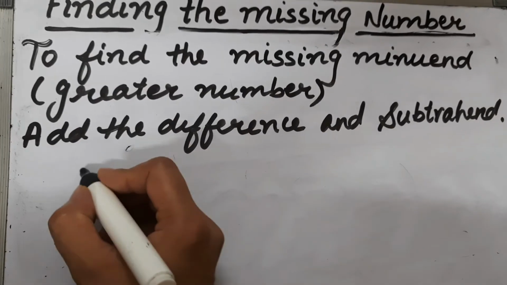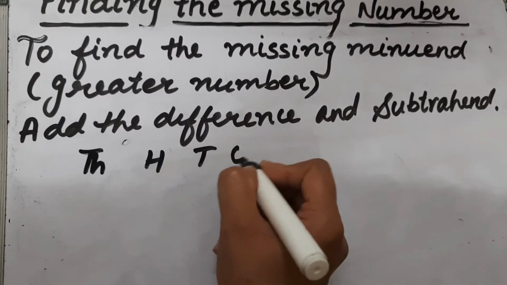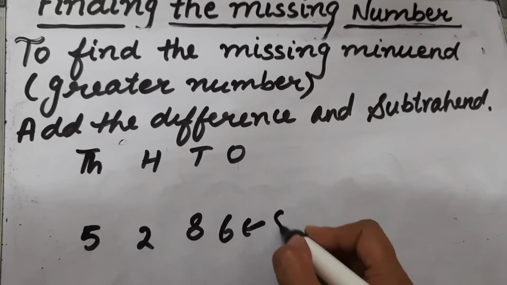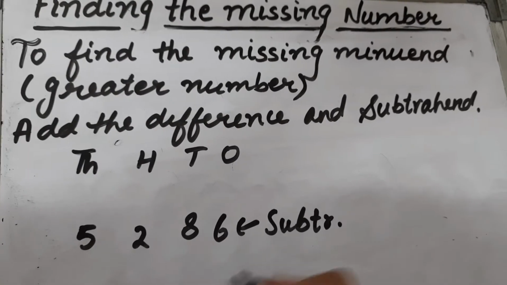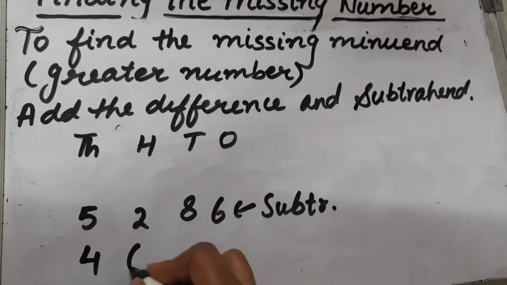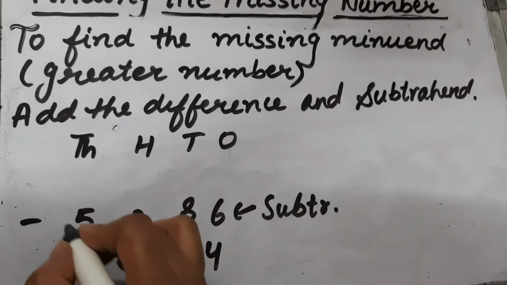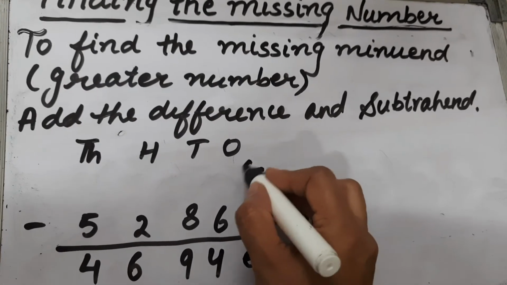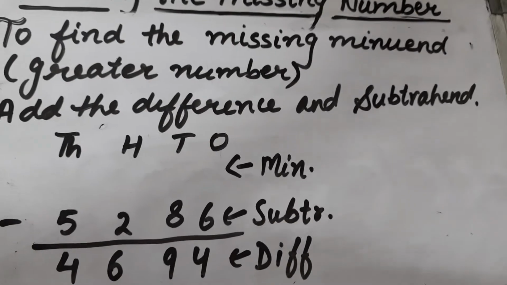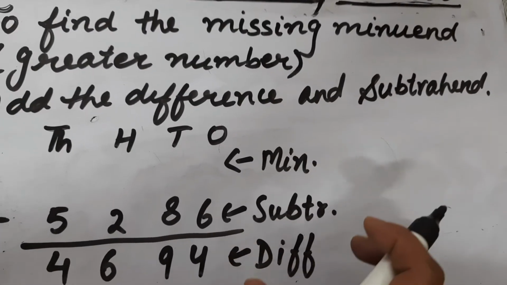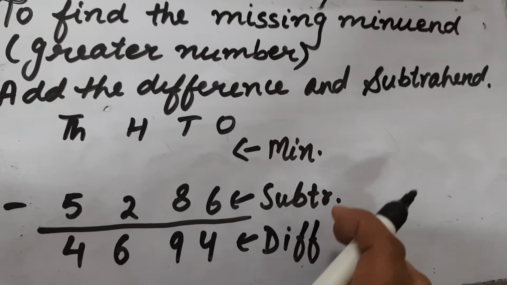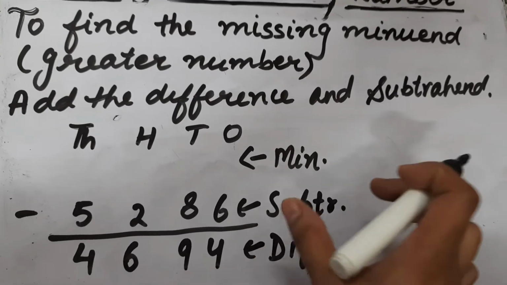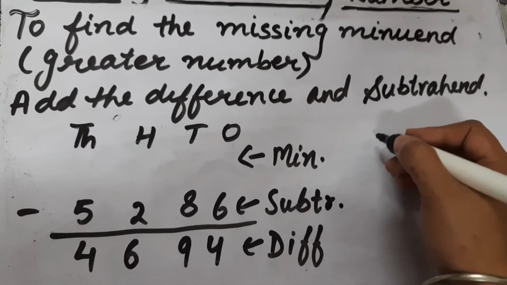I will explain with an example. Suppose we have the number 5286. This is our subtrahend. And 4694 is our difference. And we have to find the minuend. Subtrahend is given and difference is given, so how will we find it? We have to add the subtrahend and the difference.